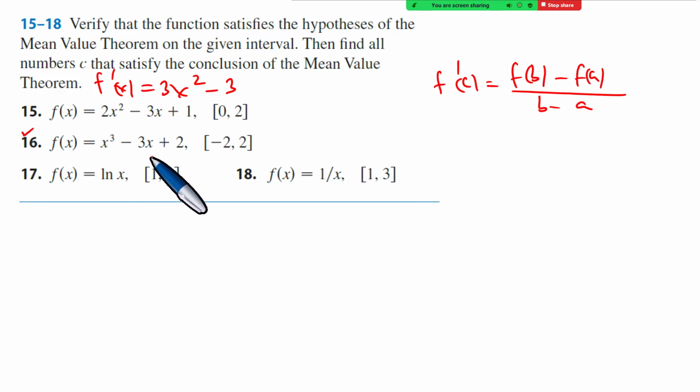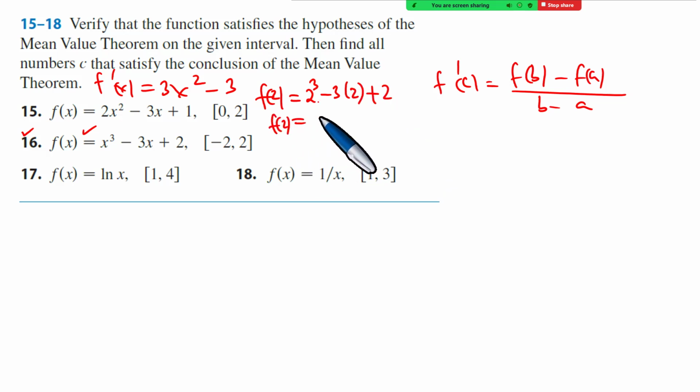Now we note the value of the function at the endpoints of the interval. We find first f of 2, in which case it will be 2 cubed minus 3 times 2 plus 2. So f of 2 equals 2 cubed, which is 8, minus 3 times 2, which is 6, plus 2. What is 8 minus 6? It's exactly a 2, plus 2, giving us a 4.